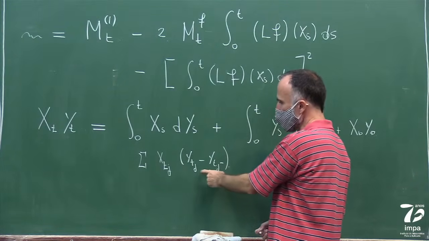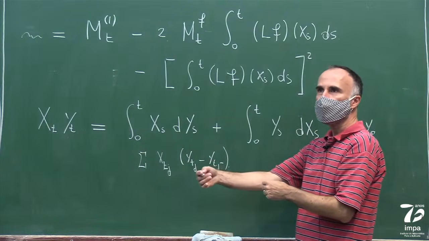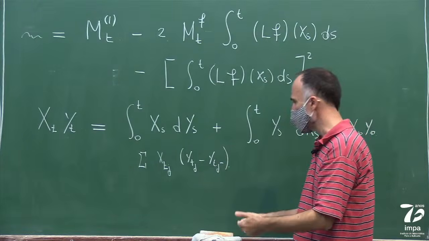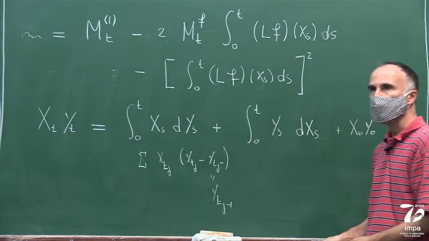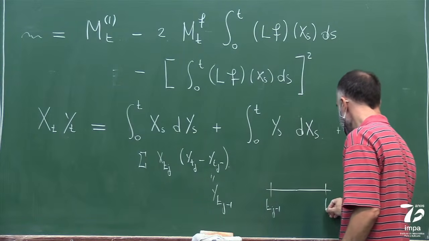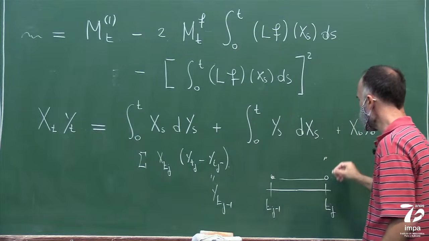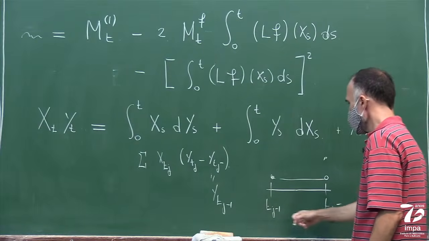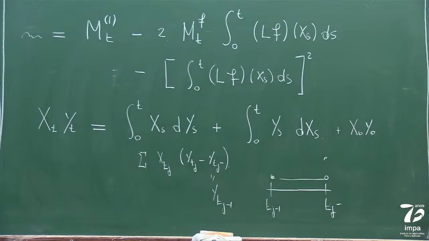But since it's constant in the interval, the value at tj before the jump corresponds to the value at the previous jump. So this will be y(tj-1). Okay, because in the interval from tj-1 up to tj, the path is constant. Here there may be a jump. So the value at the left corresponds to this, and this will give you a telescopic sum, so that these two integrals will give you the difference between x_t y_t minus x_0 y_0.